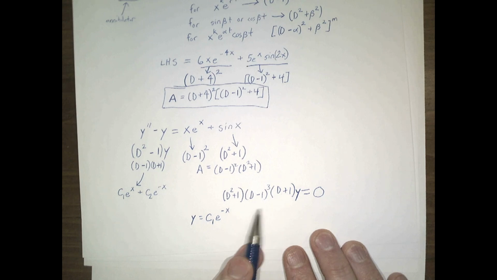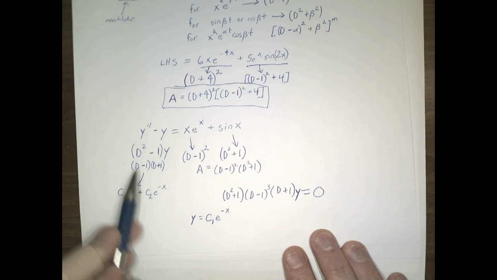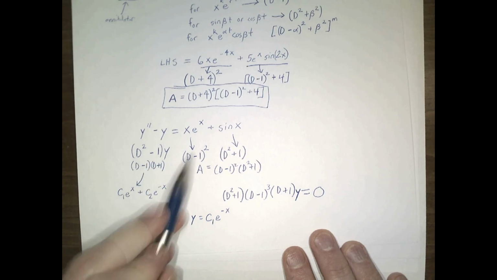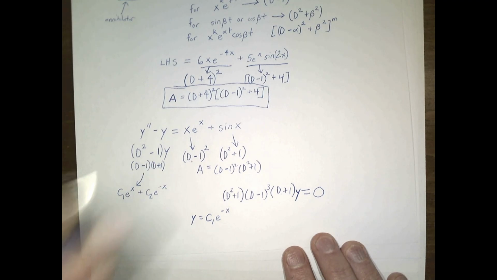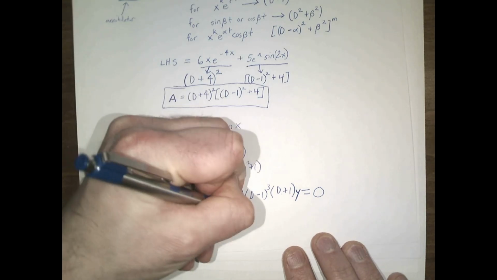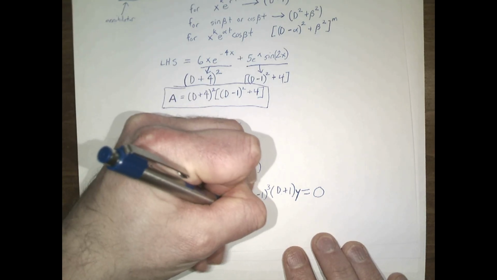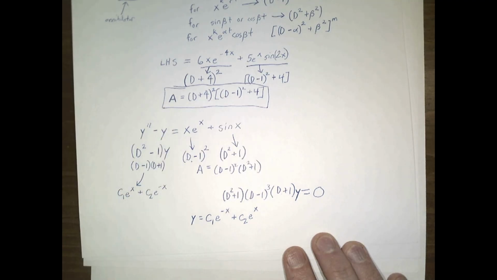Then we have 3 factors of d minus 1. So one of those comes from the actual differential equation itself. The other 2 come from the annihilator for x times e to the x. So we get plus c2 e to the x. That one's from the actual function, so that matches with our homogeneous solution so far.